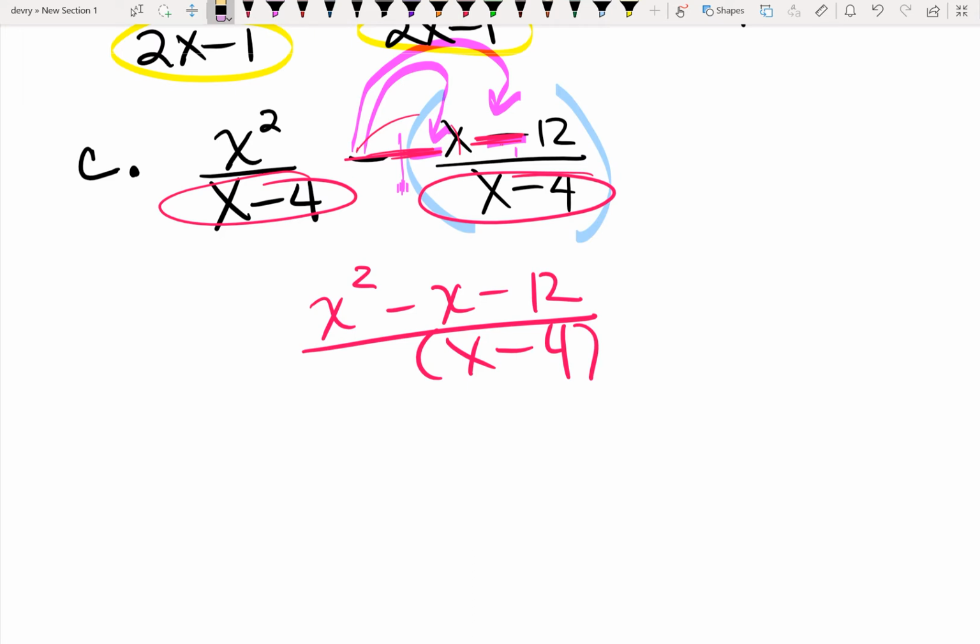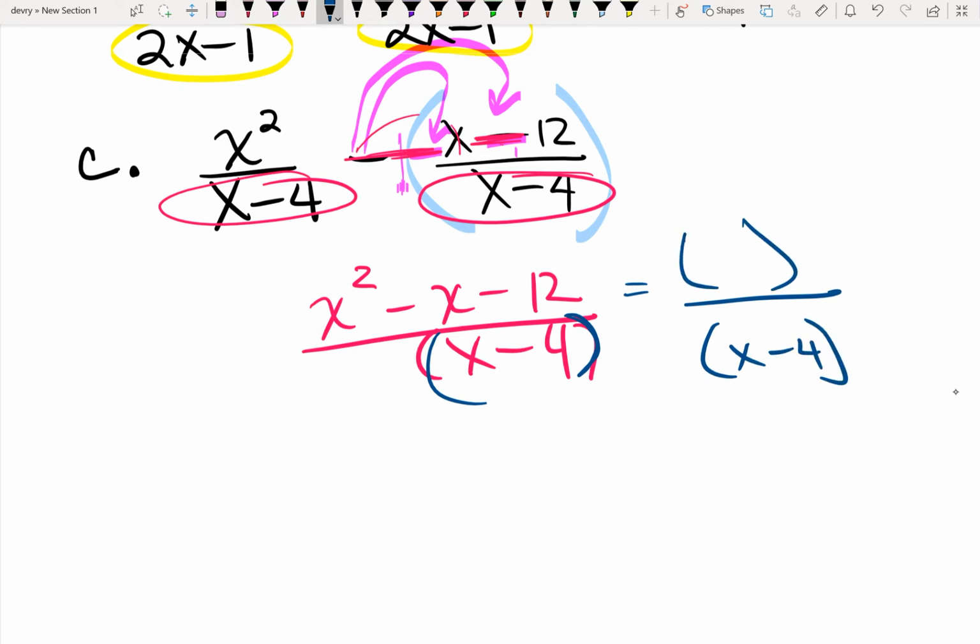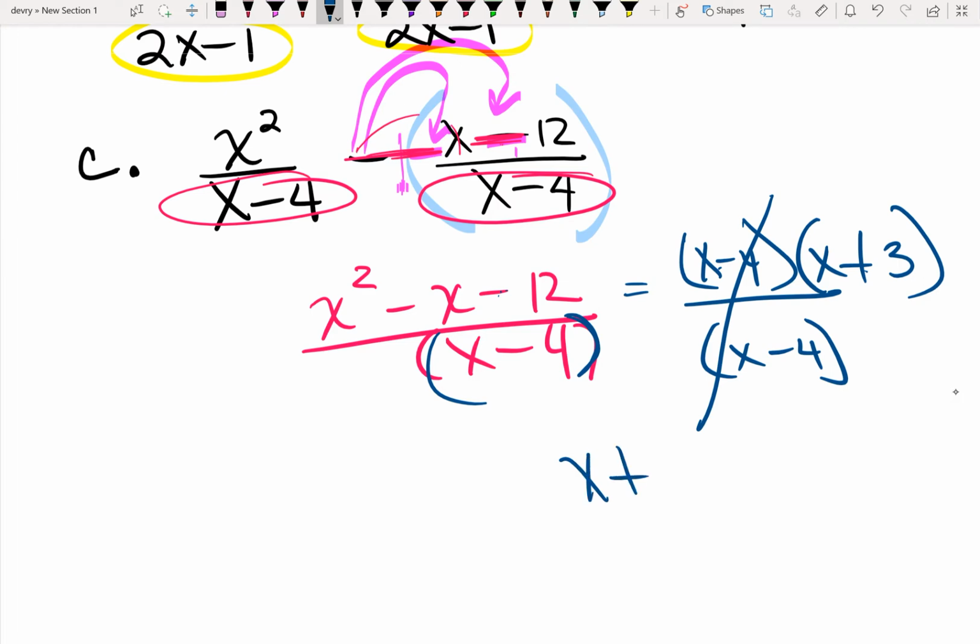So what you have to ask yourself is, can I factor this numerator? In this case, we have the x minus 4 in the denominator, and if I were to factor this, I bet you that this is an x minus 4 times an x plus 3, because it has to be a plus and a minus, because that's a negative, right? Technically this will cancel, leaving you x plus 3 as a final answer. Alright, and in that case, that's all you need to do.